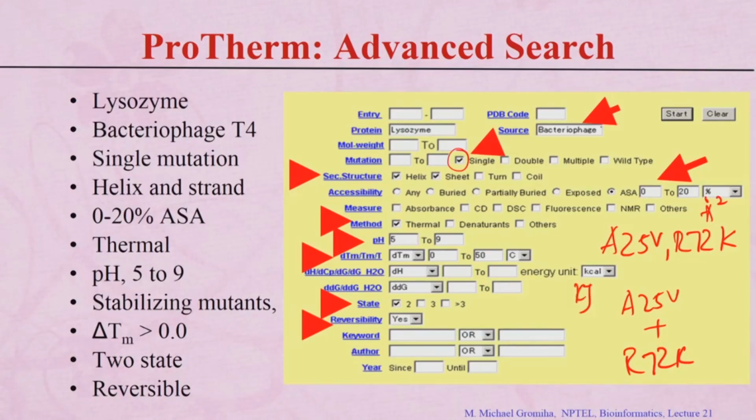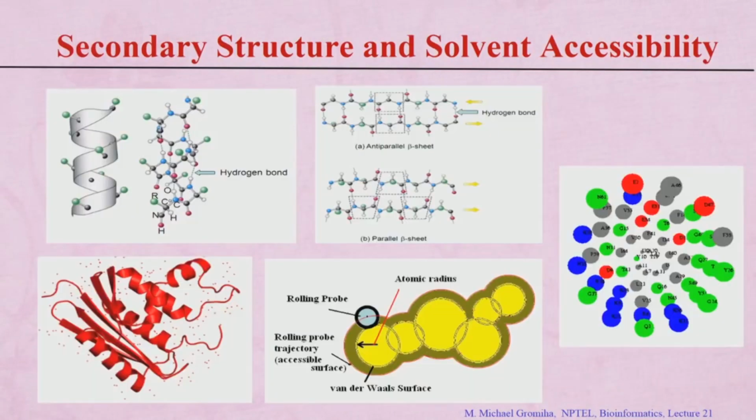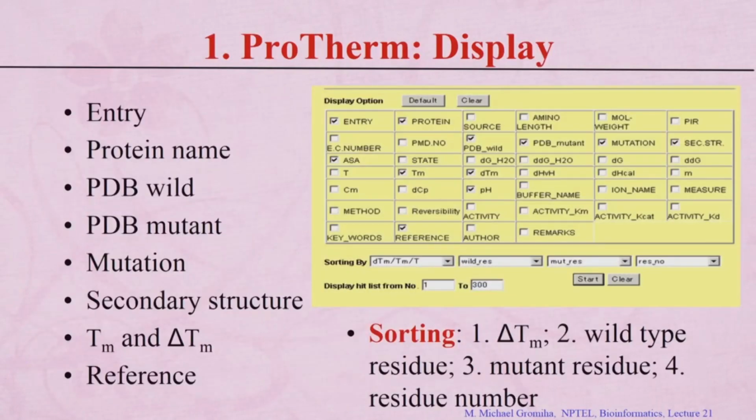Then state, you can see 2 state or 3 states or more than 3 states. Reversibility also you can define, or you can search with keywords and others, and then if you want the current data you can change the year, and it will give the data which are reported recently in the literature. So, these are the various secondary structures and accessibility that we discussed earlier. On this aspect you can search this particular database.